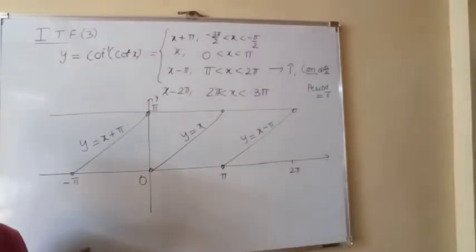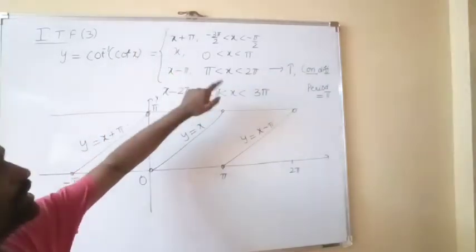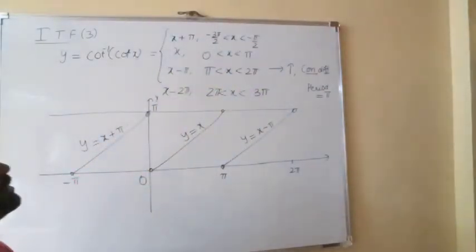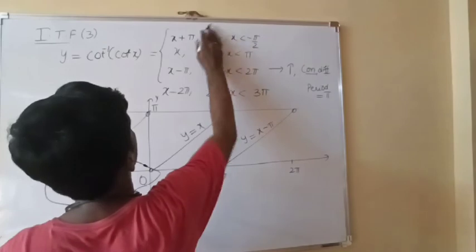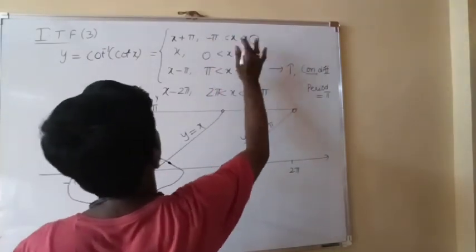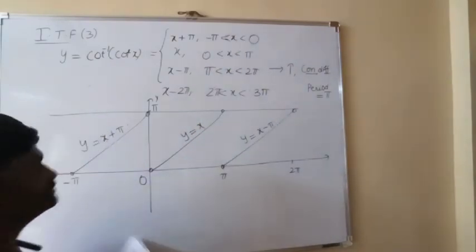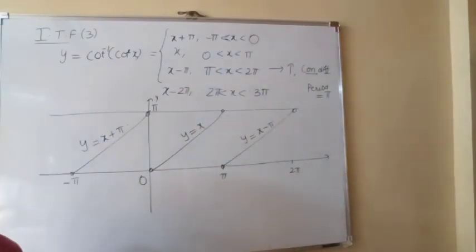Now tan inverse tan x and cot inverse cot x, branches will be the same, but the ranges will be different. That's it. Here this will be minus pi to 0. Branches are the same, but the range is different. Okay.